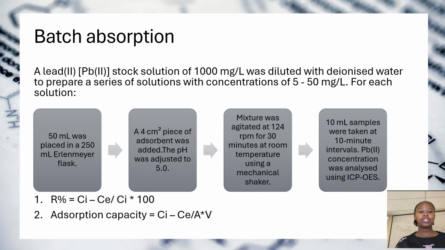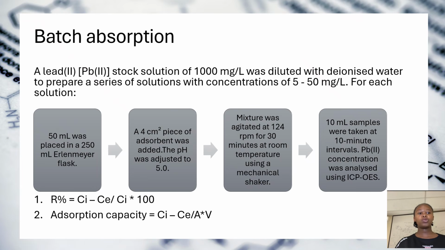Batch adsorption. A lead stock solution of 1000 milligrams was diluted with deionized water to prepare a series of solutions with concentrations of 5 to 50 milligrams per liter. For each solution, 50 milliliters was placed in a 250 mL flask. A 4 centimeter squared piece of adsorbent was added. The pH was adjusted to 5. The mixture was agitated at 124 RPM for 30 minutes at room temperature using a mechanical shaker.